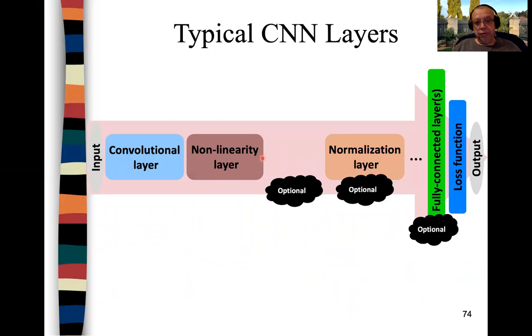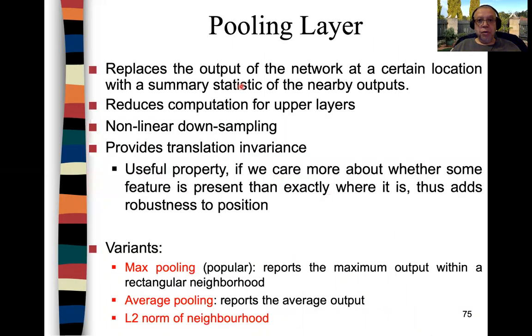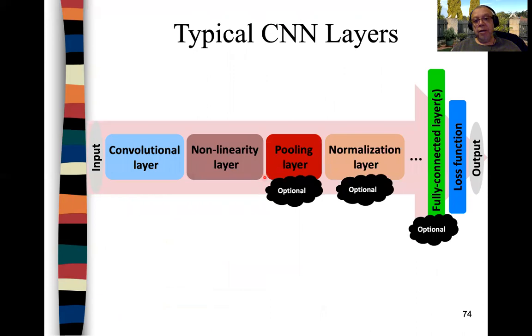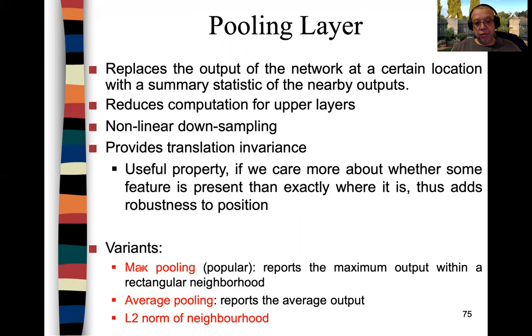Now, once you have your output from the activation function, we're going to see the pooling layer. What pooling does is it replaces the output of the network from these nonlinearities at a certain location with a summary statistic of the nearby outputs, meaning that you have a certain region and you replace it with a statistic or with another operation. For example, in the case of max pooling, which is popular, you take a neighborhood, a region of the output from this layer, and you take the maximum of that. That's why it's called maximum pooling. Alternatively, you can take the average, and that would be called average pooling. So you report the average output, or you can take the L2 norm.